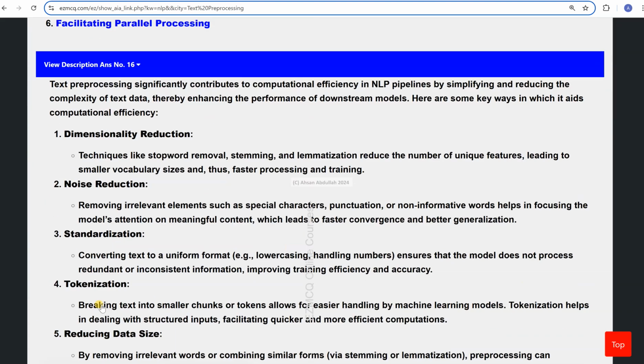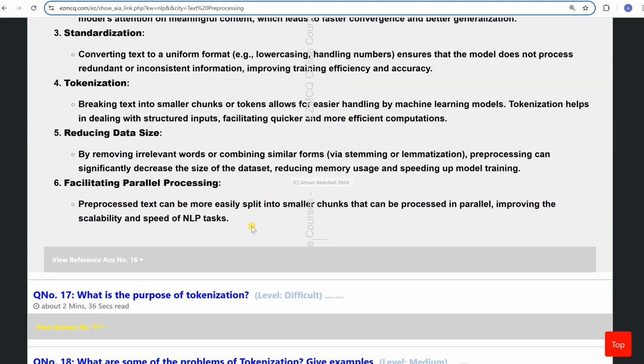Let's look at how it facilitates parallel processing. Pre-processed text can be more easily split into smaller chunks as compared to larger chunks, and that improves the scalability and the speed of the NLP tasks. So that's how it helps.